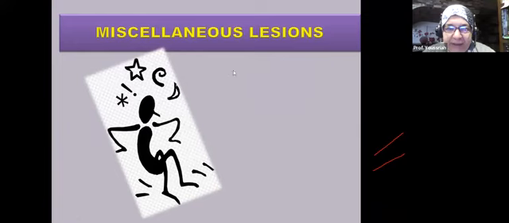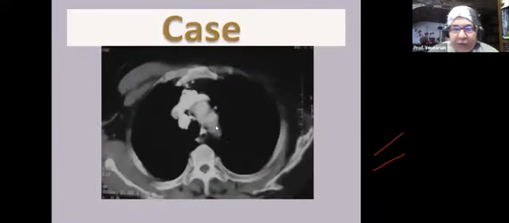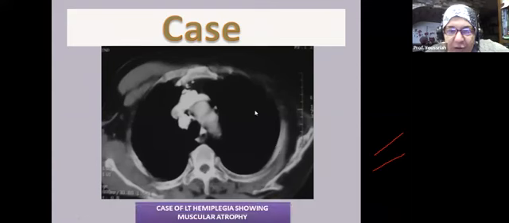Now miscellaneous lesions. If we look here, we can very clearly see that on the right side we have the pectoralis major and pectoralis minor, whereas there is no pectoralis major and minor on the left side. Before jumping and diagnosing Poland syndrome, look backwards. You will also see atrophy of the muscles of the back. This was a patient with hemiplegia and actually muscular atrophy.